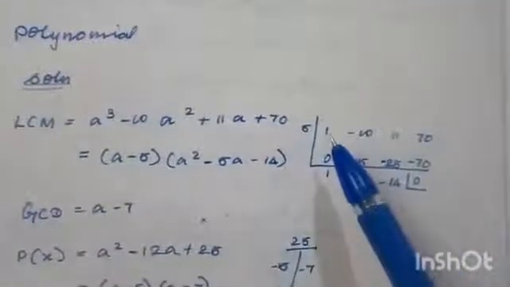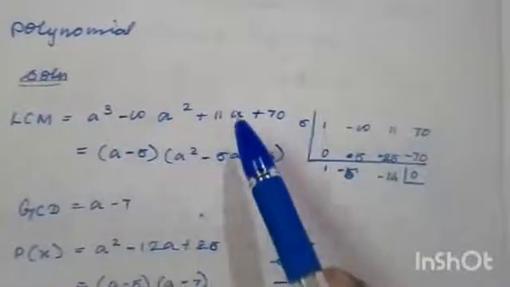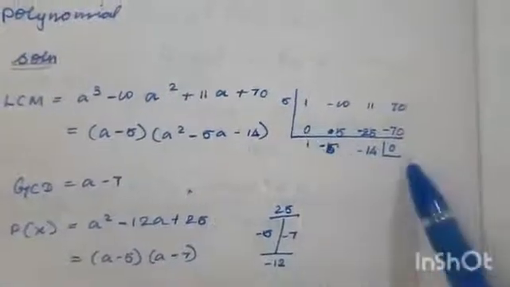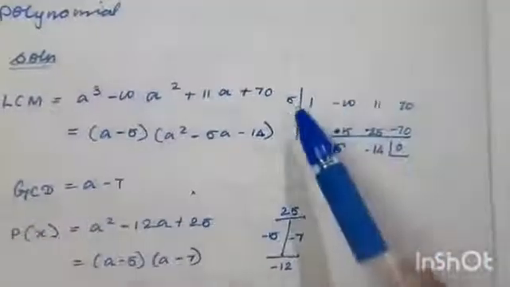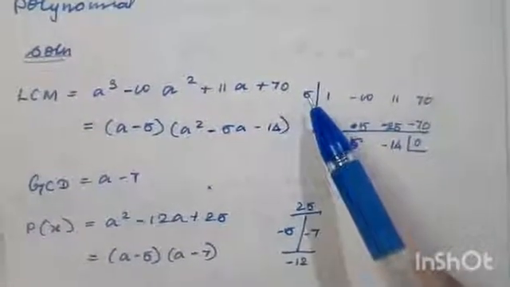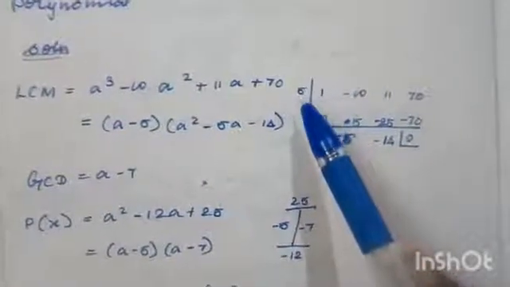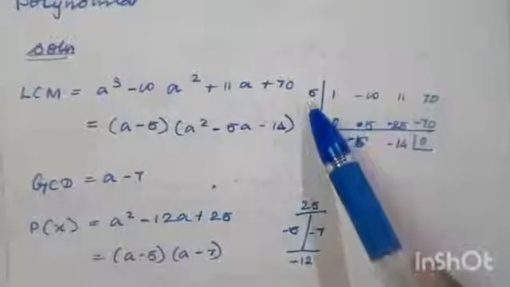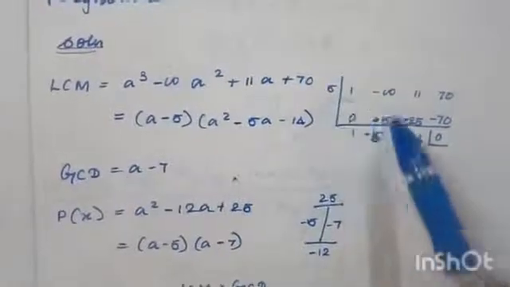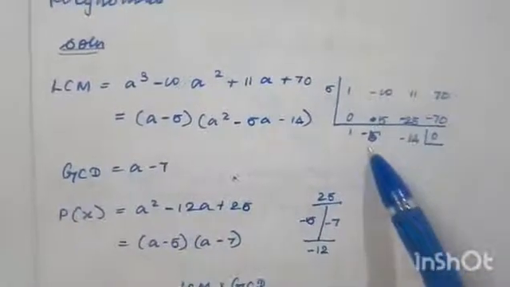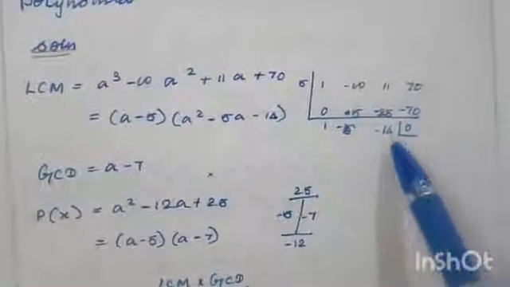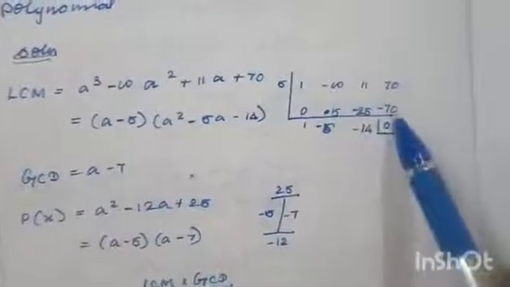First you take the coefficients, that is 1, minus 10, 11, 70. In the first place you have to write 0. The remainder also you write 0. Then you have to substitute the values one by one. 1 minus 1, 2 minus 2, 3 minus 3, 4 minus 4. Otherwise you have to take the values randomly. Here I used 5. So you have to add these two. 1 into 5, 5. Minus 10 plus 5 is minus 5. 5 fives are 25, it is minus 5. So minus 25, minus 14. Minus 14 into 5, minus 70, it is 0.